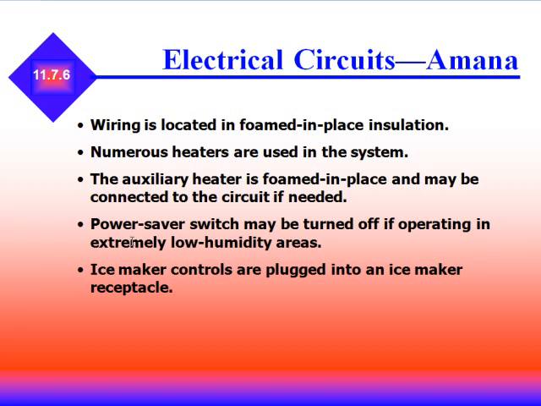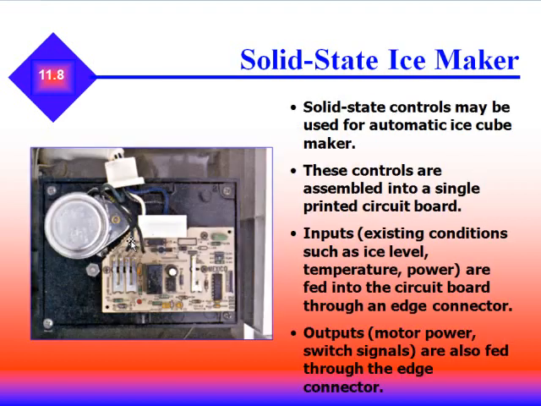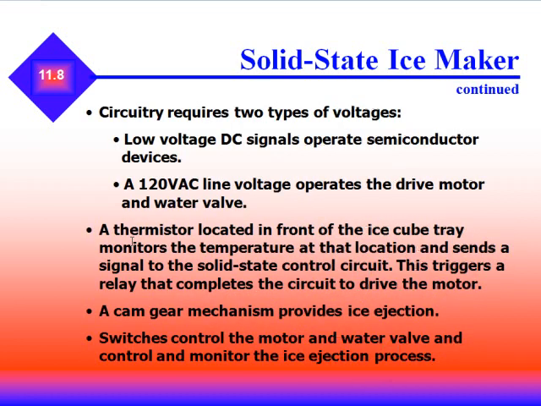Ice maker controls are plugged into an ice maker receptacle. The solid state controls may be used for the automatic ice maker. These controls are assembled in a single printed circuit board. The inputs look at existing conditions such as ice level, temperature, and power, and they are fed into the circuit board through an edge connector. Outputs include the motor power and switch signals. They're also fed through the connector.